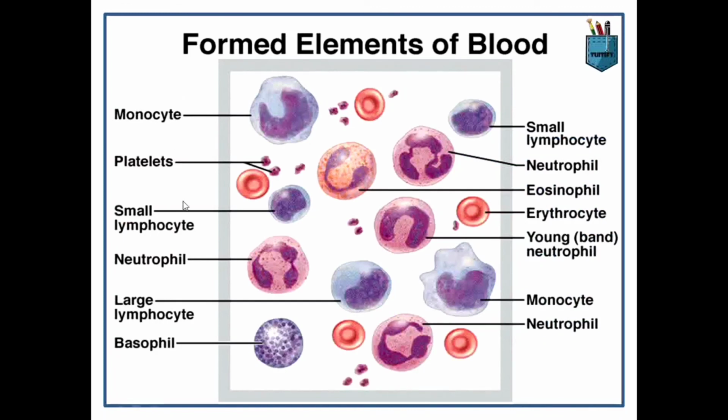These are all the pictures of formed elements. This is a monocyte, these are platelets, these are small lymphocytes. This is a diagrammatic representation. These are erythrocytes and neutrophils. These neutrophils, basophils, and eosinophils have lobed structures. You can see there is a three lobe structure. This is 1, 2, 3. We will discuss it again later.